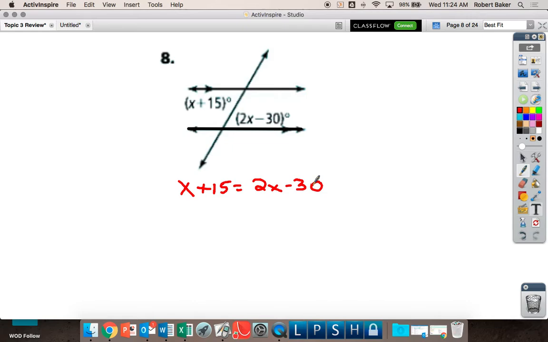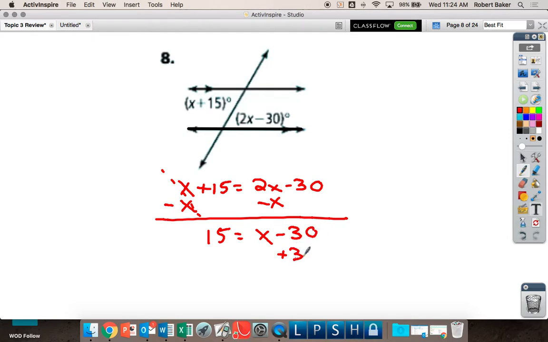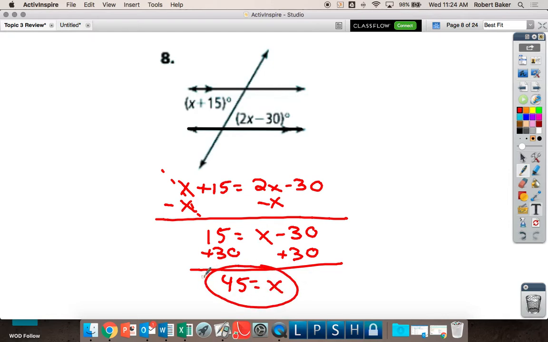Do you want to go through the steps? 45 equals x. We have an x equals 45. Subtract x from both sides. Because it is minus 30, it is our job to add 30 to both sides. It'd always be a good idea to do this thing called checking your work. 45 plus 15 is 60, and 90 minus 30 is 60, so it does work.